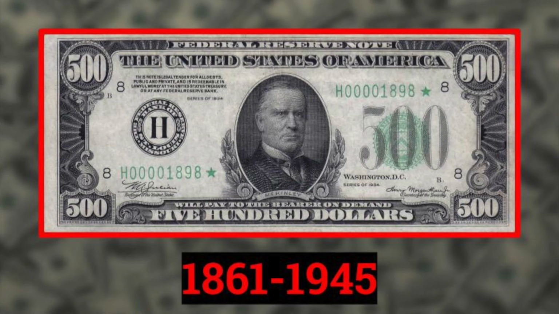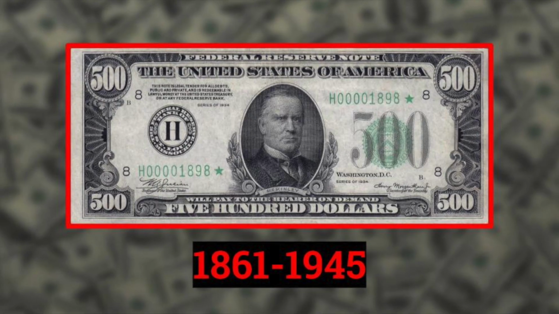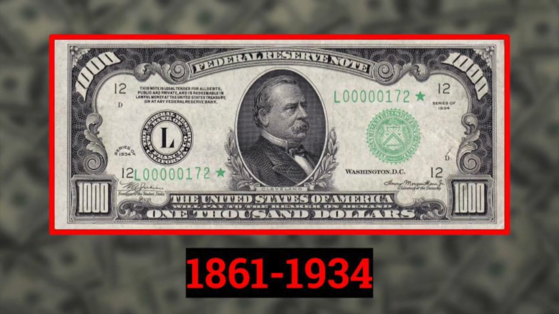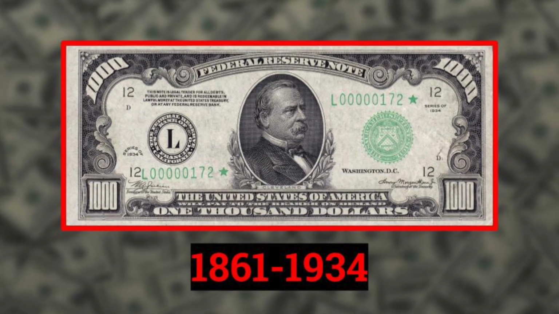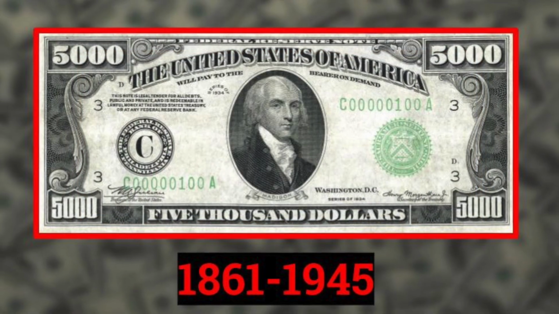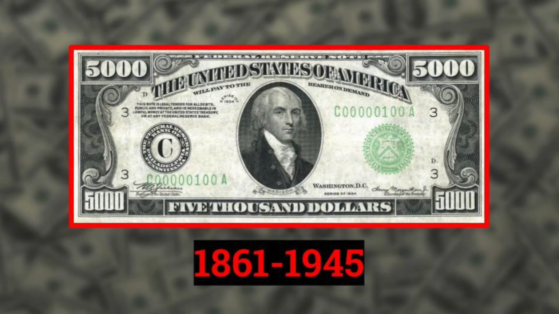The $500 bill was printed from 1861 to 1945 and featured 25th President William McKinley in its final version. The $1,000 bill was printed from 1861 to 1934 and featured 22nd and 24th President Grover Cleveland in its final version. The $5,000 bill was printed from 1861 to 1945 and featured 4th President James Monroe in its final version.